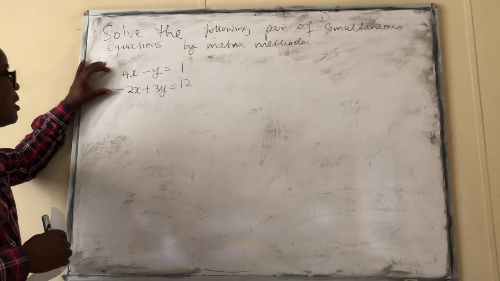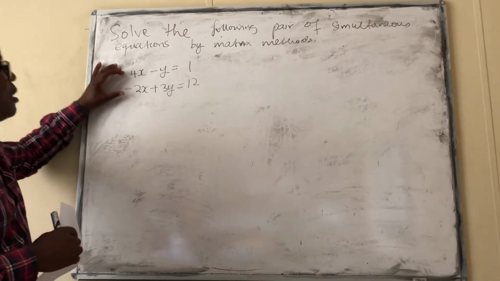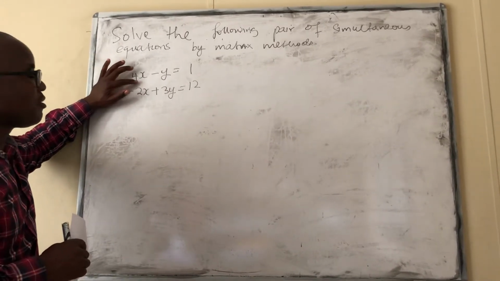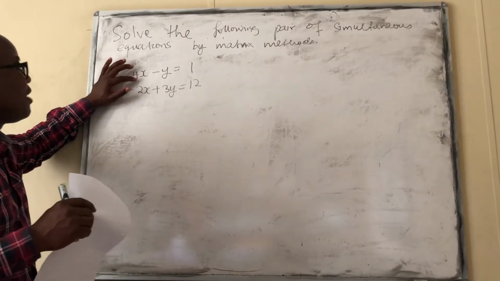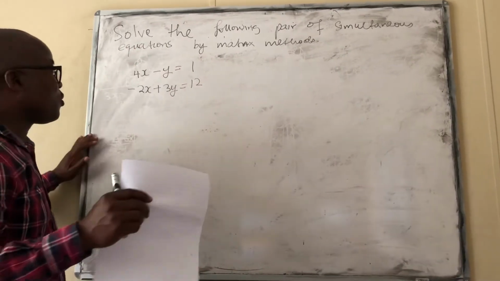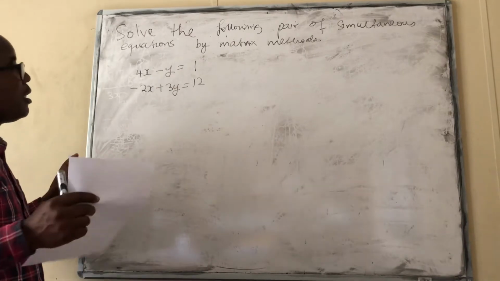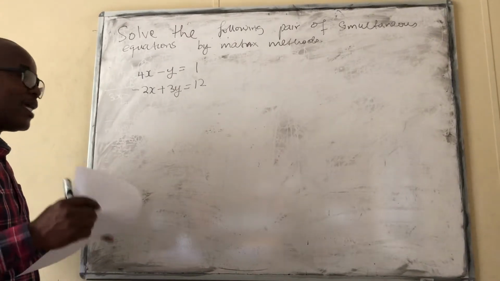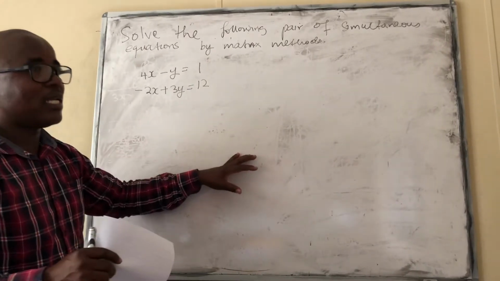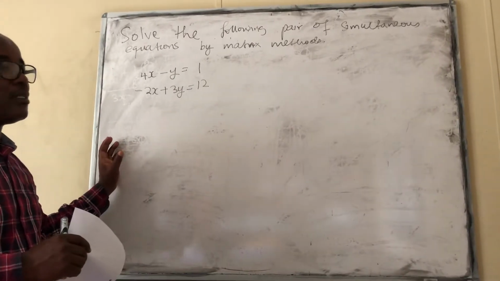To solve a simultaneous equation using the matrix method, the variables must be aligned. You should always start with the x variable, and then the next variable will be the y variable, and they should take that order. On the left side, it should be the variable terms. On the right side, it should be the constants only. If there is a variable on the right side, you take it to the left side.